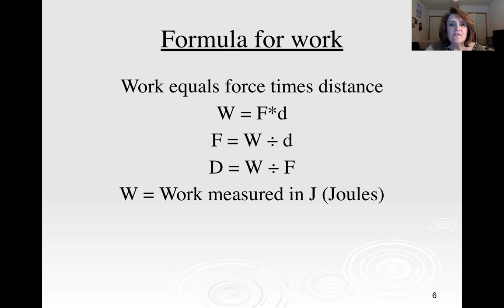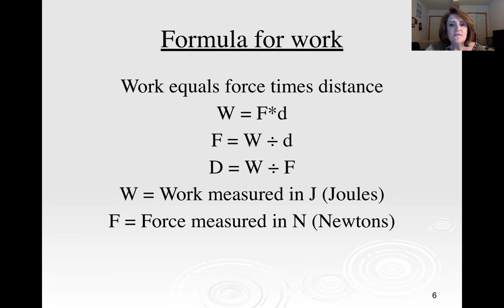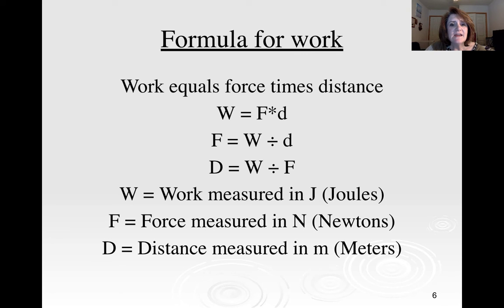Remember that you do want the variable, the word, and the units. Work is measured in joules, force is measured in newtons, and distance is measured in meters. So the unit of work could be a newton meter. Be sure this gets added to your formula sheet.